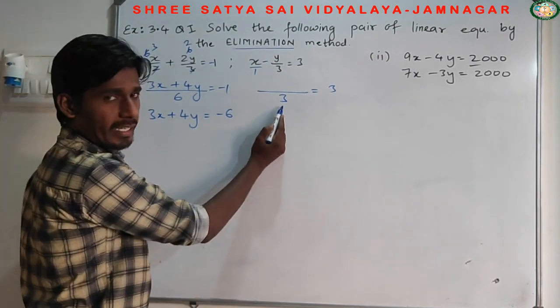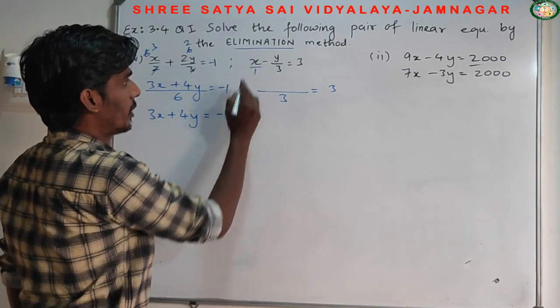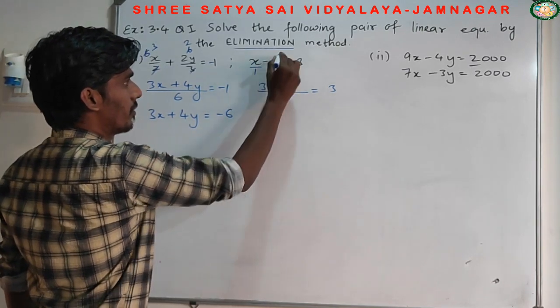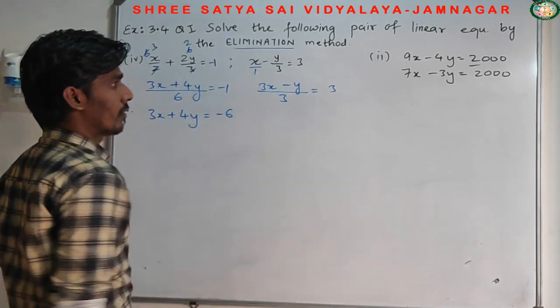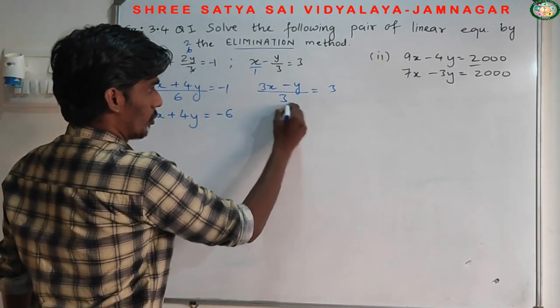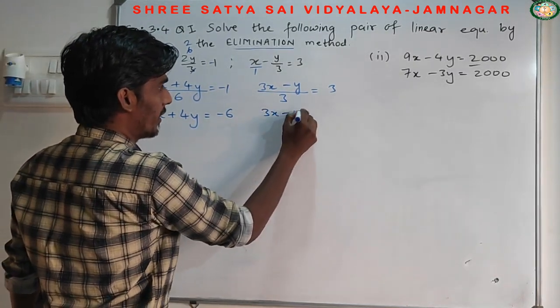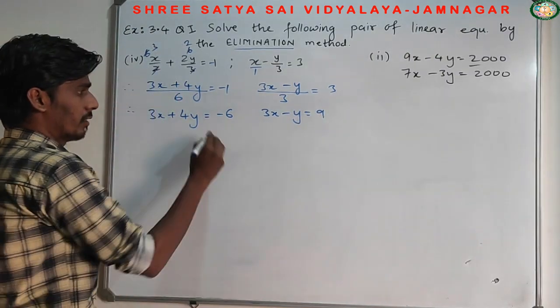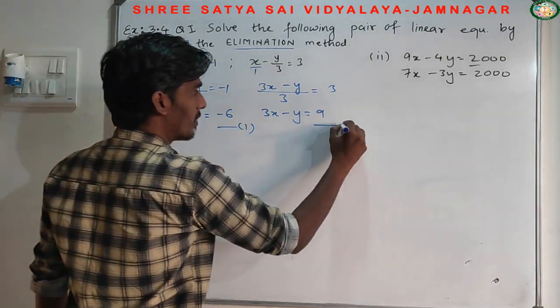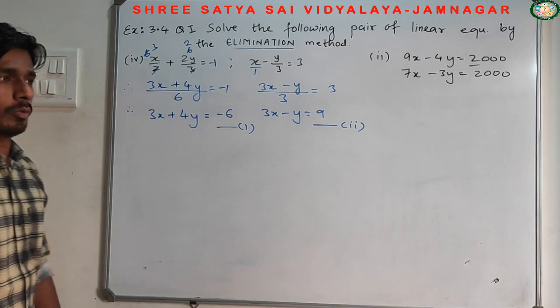Because of minus sign in between or plus sign in between, we can't take this 3 directly here. So first of all, we have to take out the LCM. 3 into x, 3x minus y. So 3 into 3 is what? 3x minus y equals to 9. Say this is equation 1 and this one equation 2.